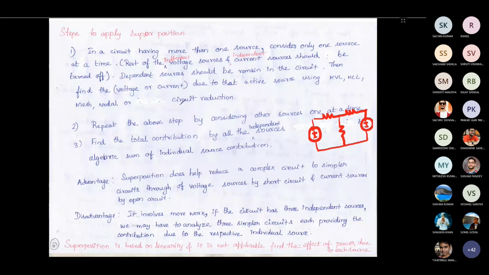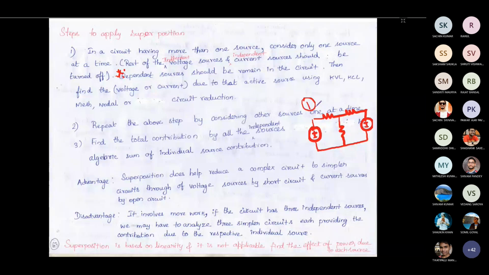So dependent sources should remain in the circuit. This is very, very important. Dependent sources should remain in the circuit. You should not replace them with the internal resistance. Whereas if you have an independent source, you have to consider only one source at a time.